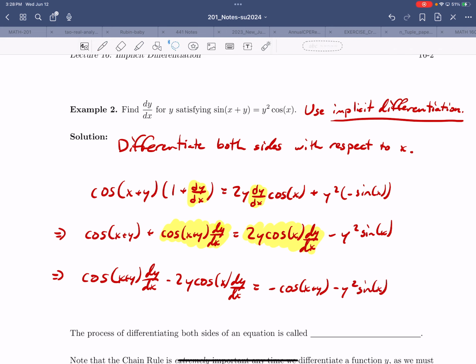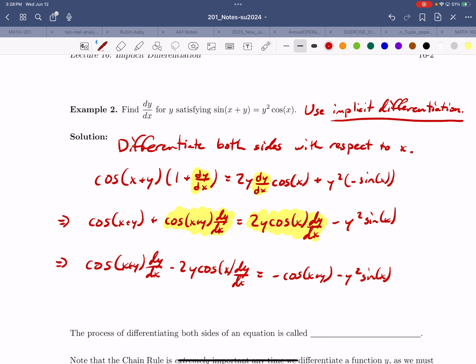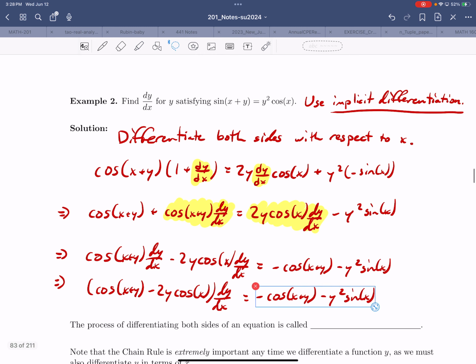And then at this point, all we're going to do is factor out the dy over dx from the left-hand terms. So it'll be cosine of x plus y minus 2y cosine of x, times dy over dx, equals, and I'm just going to keep this, leave the right hand the same.